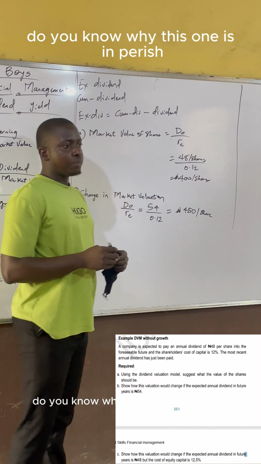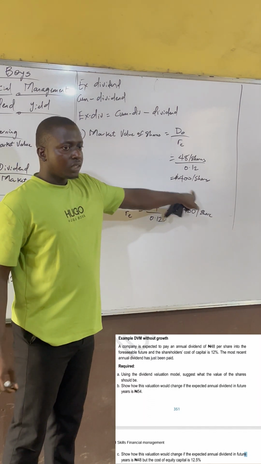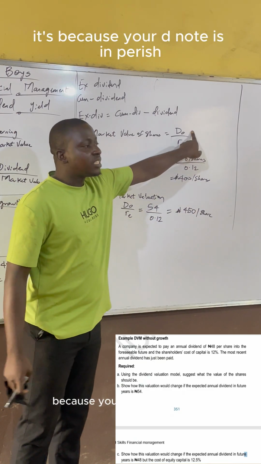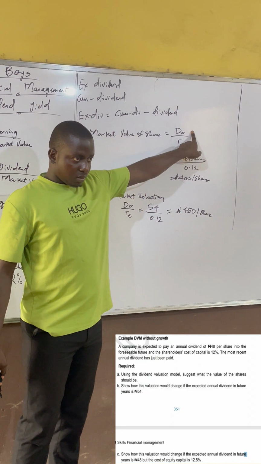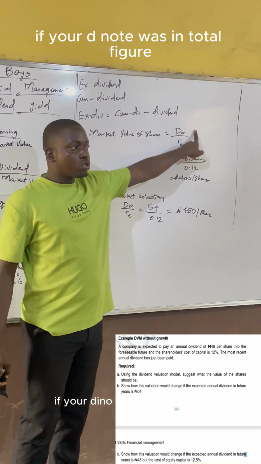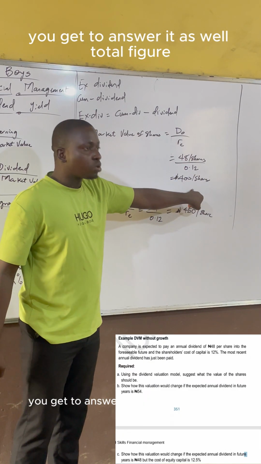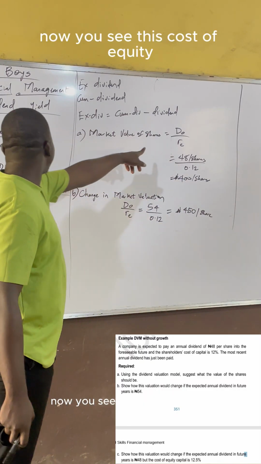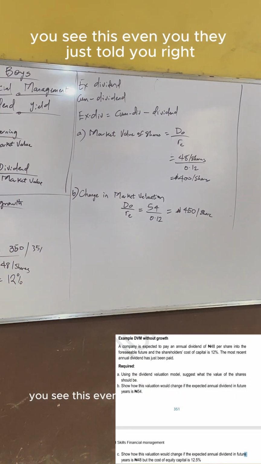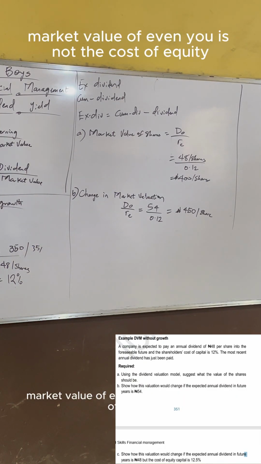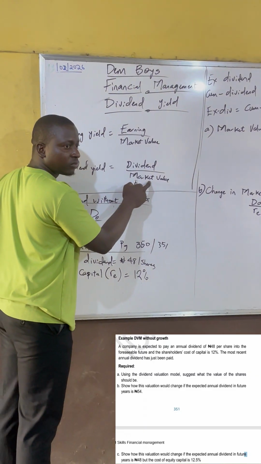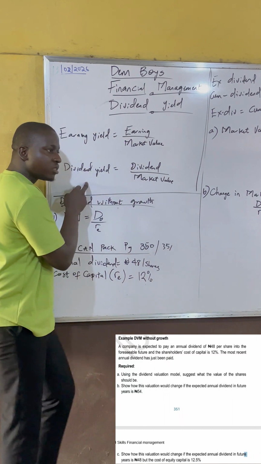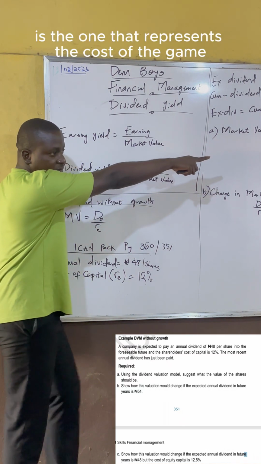Do you know why this one is in pence? This answer is in pence because your D naught is in pence. If your D naught was in total figure, you would get your answer here in total figure as well. Now, you see this cost of equity, you see this dividend yield, they just move it, right? Market value of dividend yield is not the cost of equity. Now, this dividend yield is the one representing cost of equity here.